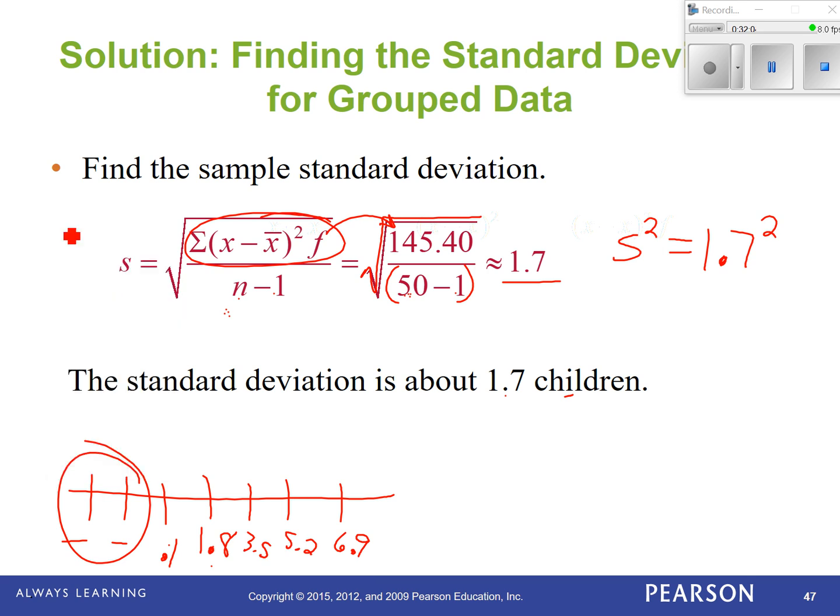Anytime you're dealing with standard deviation, it's a good idea to just draw something like this. Draw a little number line, put the mean right in the middle, and then 3 standard deviations up, 3 standard deviations below, just to help you understand what it is that you're actually dealing with.